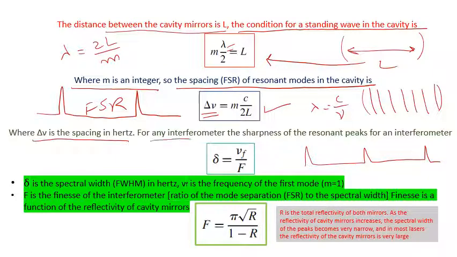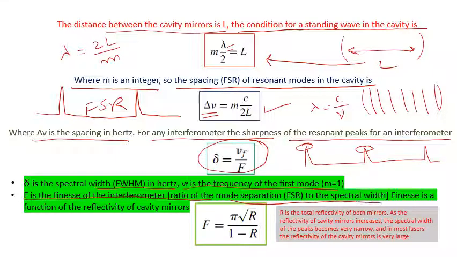For any interferometer, the sharpness of the resonant peaks can be found by using this: delta equals nu f over F. What is delta? That is the full width at half maximum, in hertz. nu f is the frequency of the first mode, when m equals 1, and F is the fineness of the interferometer, the ratio of the mode separation, FSR, to the spectral width.